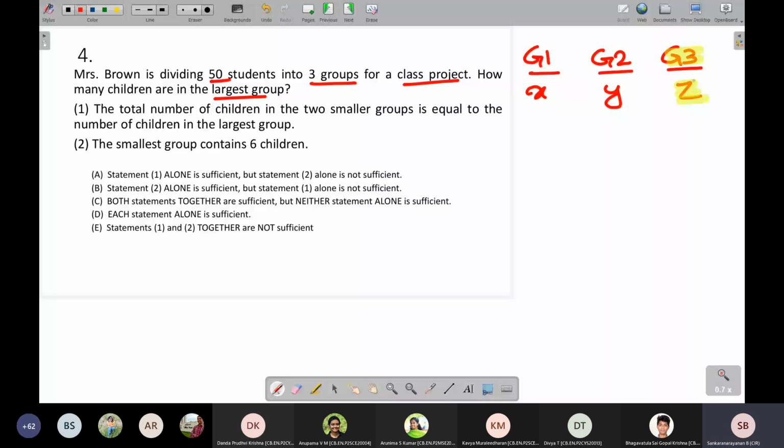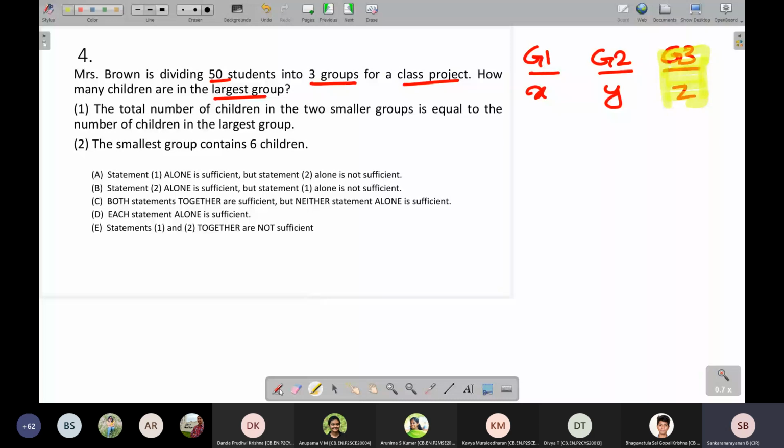Okay. Now, with this information, right now, it is not possible for us. You can see group 3 is equal to Z. With this information, it is not possible for us to find out the value associated with this Z. So for that, extra information is given. Let us consider the first information.